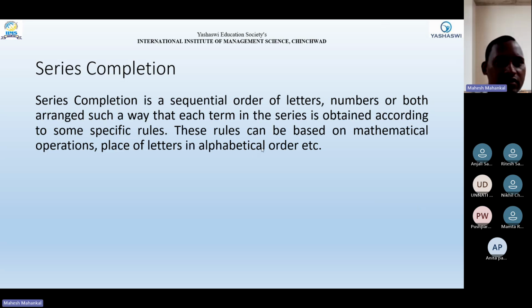See, series completion is a sequential order of letters. We have to arrange letters in sequential order. You got an idea of what exactly it is. We learned this series completion in the 7th or 8th standard. Again, in the aptitude test we have the same. In any competitive examination, like any CET, these questions will come. Next slide.